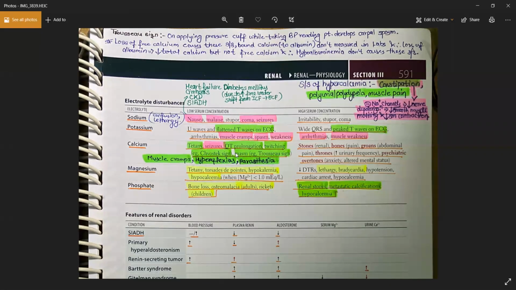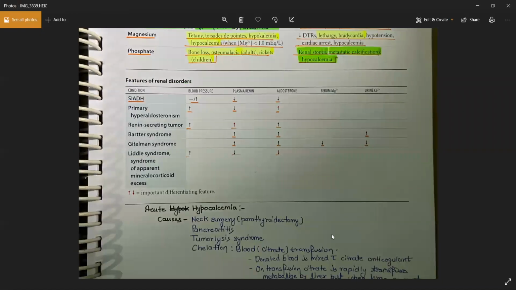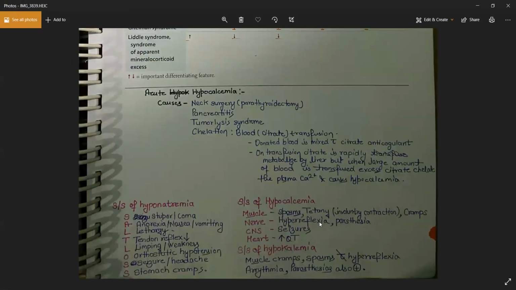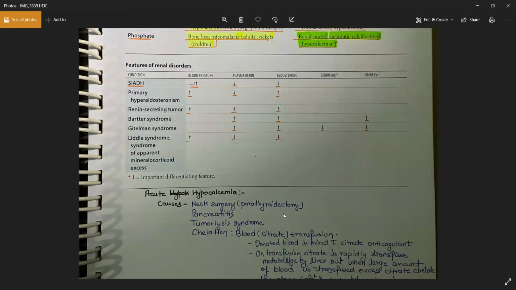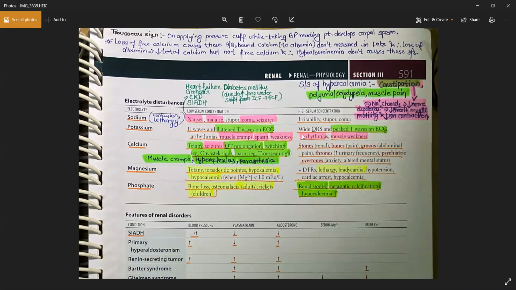So how would you differentiate between hypokalemia and hypocalcemia? That is the presence of seizures first. You won't get seizures in hypokalemia. You will get this tetany type of thing. Tetany will be present in hypocalcemia. It is not very common with hypokalemia. Two other important signs that you will see: one is the Trousseau sign and second is the Chvostek sign.